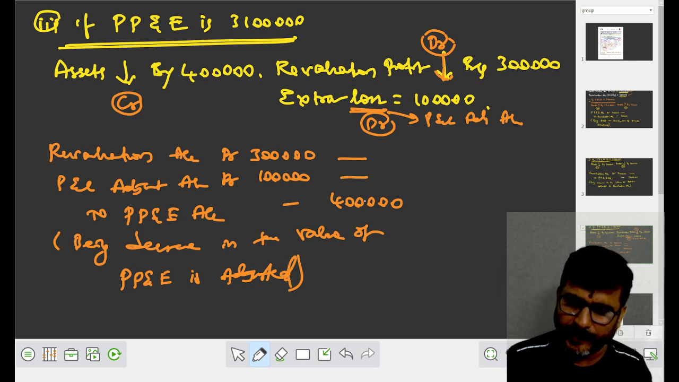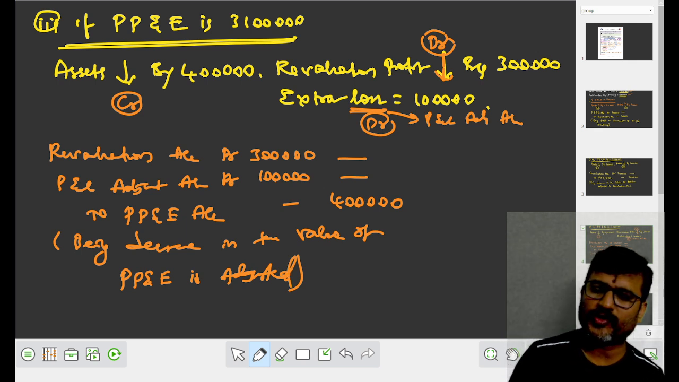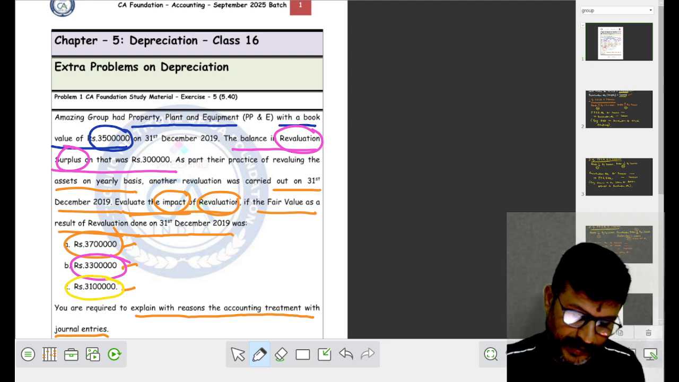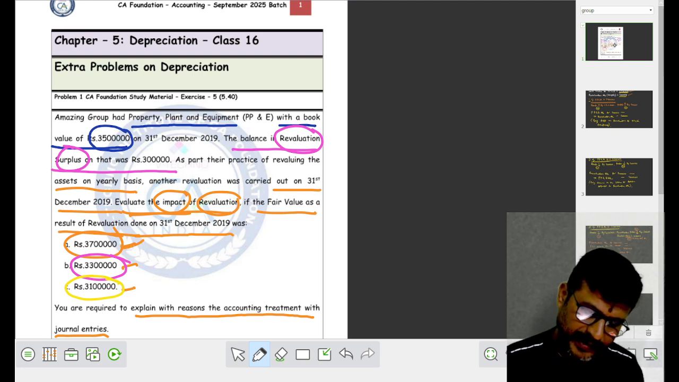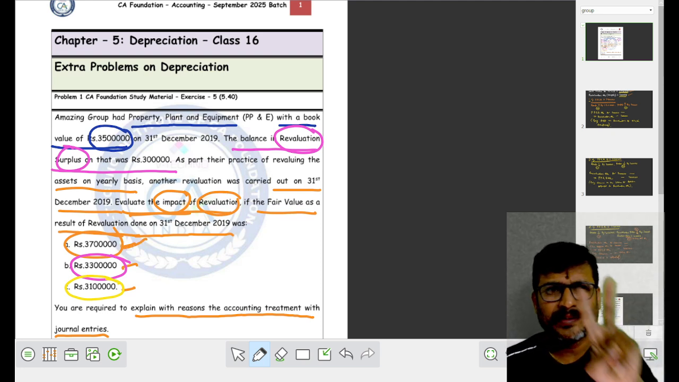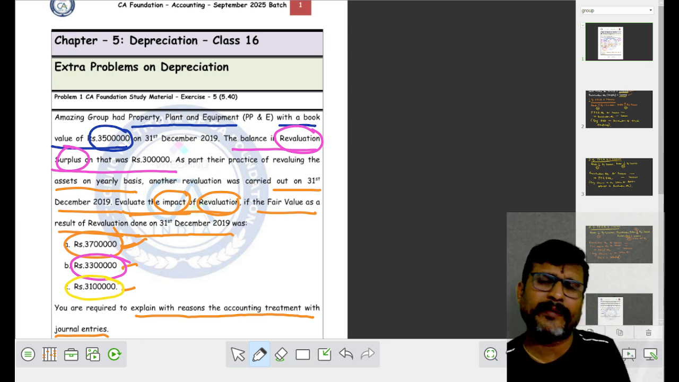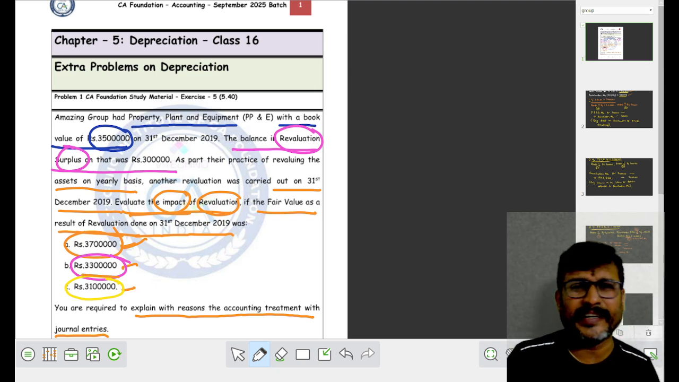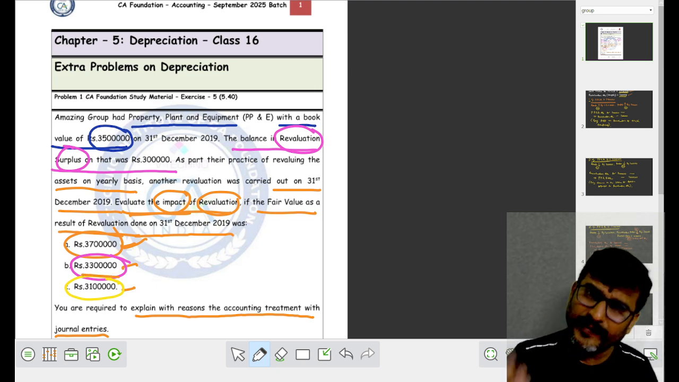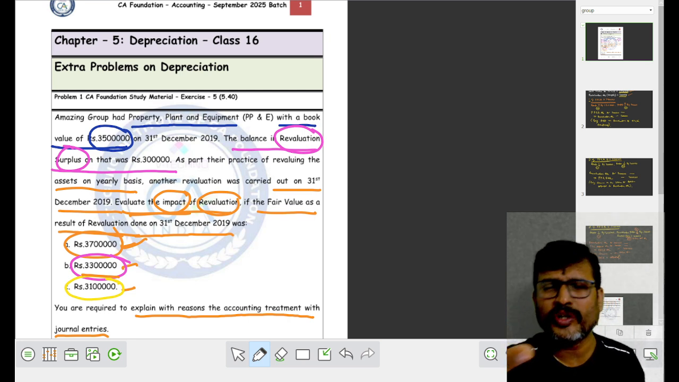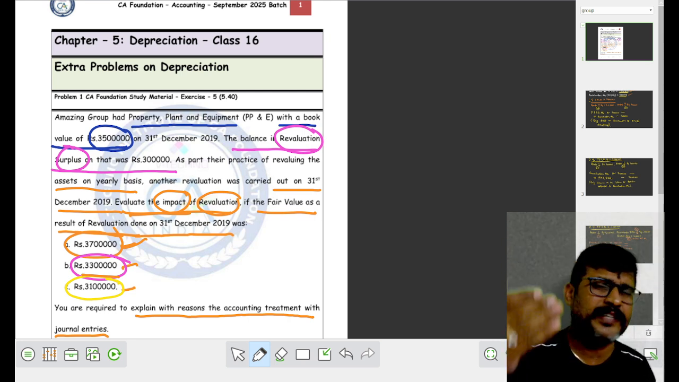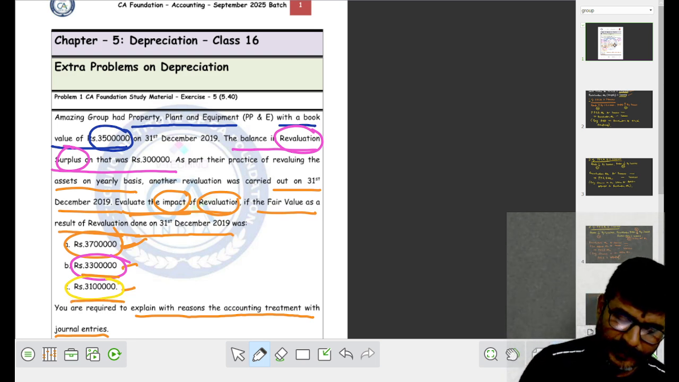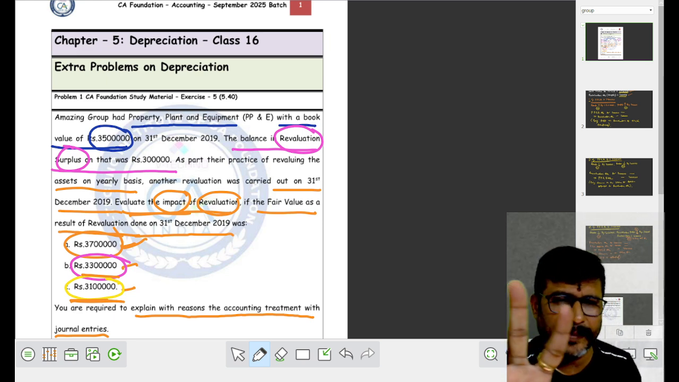Okay. See, my dear student, this is how we have to solve this particular problem. Did you understand? If it is 37 lakh, it increased by 2 lakh, so your revaluation profit also increased. If it is 33 lakh, your asset decreased by 2 lakh, so your revaluation profit also decreased by 2 lakh.